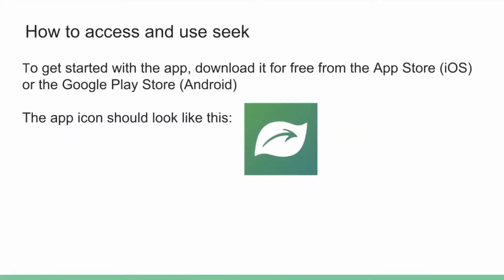Now I'm going to go over how to access and use Seek. To get started with the app, you can download it for free from the App Store if you have an iOS device such as an iPhone or an iPad, or the Google Play Store for Android devices. The app icon should look like this. It is greenish, kind of blue, depending on the way you see it, and it has a leaf on it with an arrow.